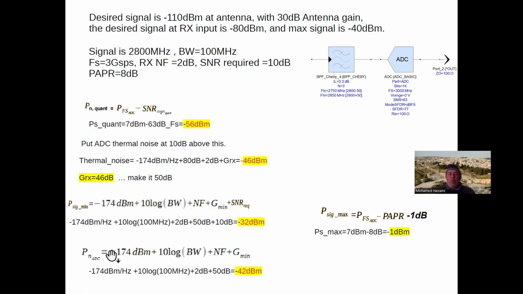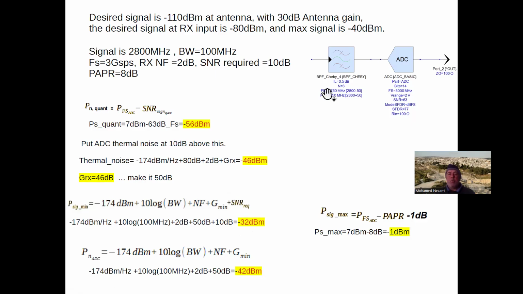And then, what is the noise? Of course, thermal noise is minus 174 integrated over 100 megahertz plus the noise figure plus the receiver gain, which gives minus 42. So I've got the noise at minus 42, I've got the signal at minus 32, I've got the gain of 46, and I've got the full scale at 7 dBm. So what is the maximum signal that I'm going to get here?